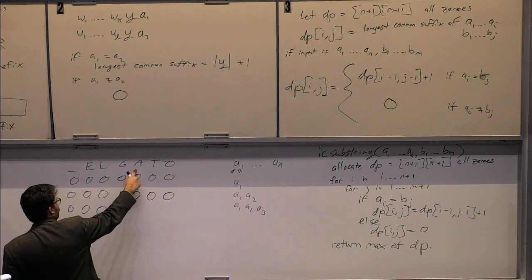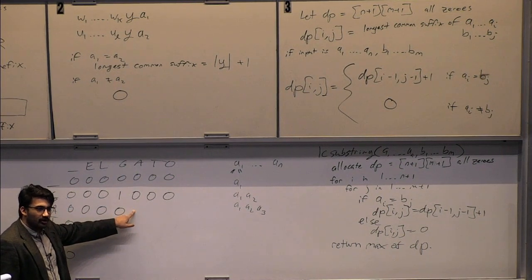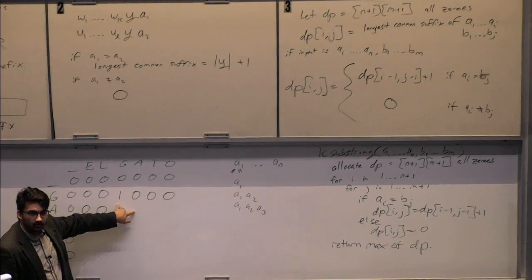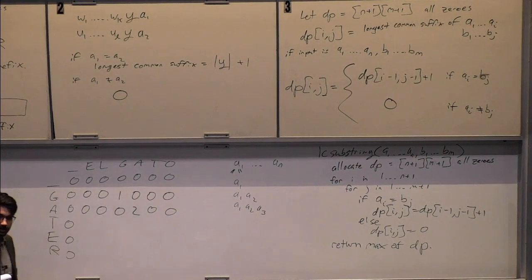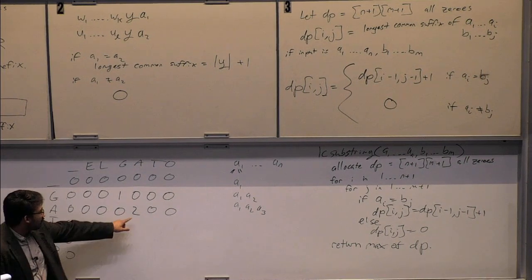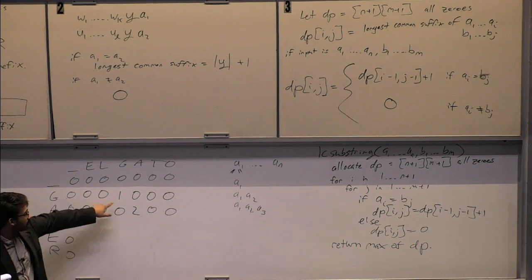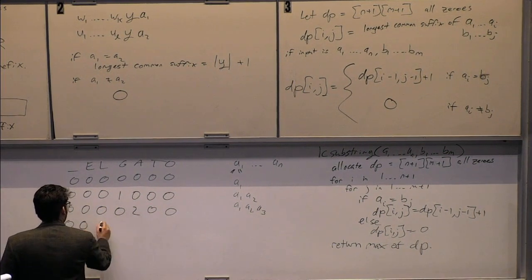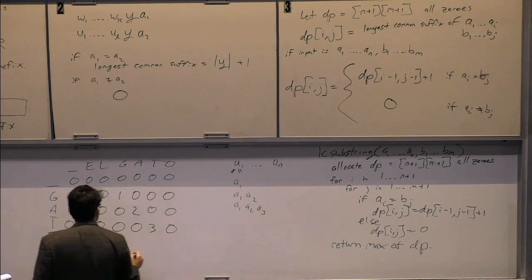Notice A equals A. So the longest common suffix, the value that goes here, is going to be DP of I minus 1, J minus 1, plus 1. What is DP of I minus 1, J minus 1? It's that value. So you take the diagonal value and you add 1. Do we agree? We can kind of see where this value here corresponds to the suffix, the substring, in fact, GA of both. This corresponds to the substring G of both, right? We see that T equals T. So we're going to take DP of I minus 1, J minus 1, and add 1. So we're going to put a 3 here, right?